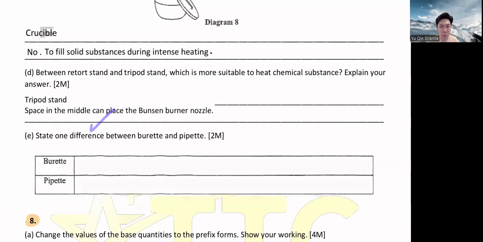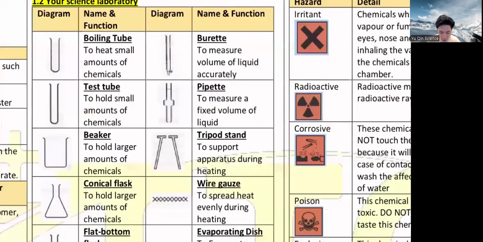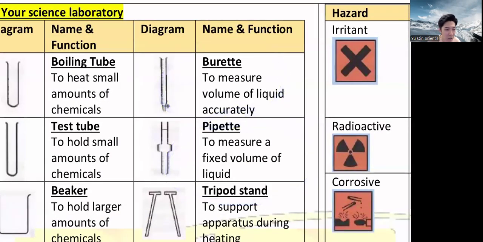State one difference between burette and pipette. The names are different. The shapes are different, this one fat, this one thin. Right, that's probably what you're thinking. These answers are just for fun, just for a joke. You laugh at yourself, that's it. But you're not going to write this answer. Hello, this is science, you're not in kindergarten. So remember, the answers are never going to be things like the name, the size, the shape. Never.